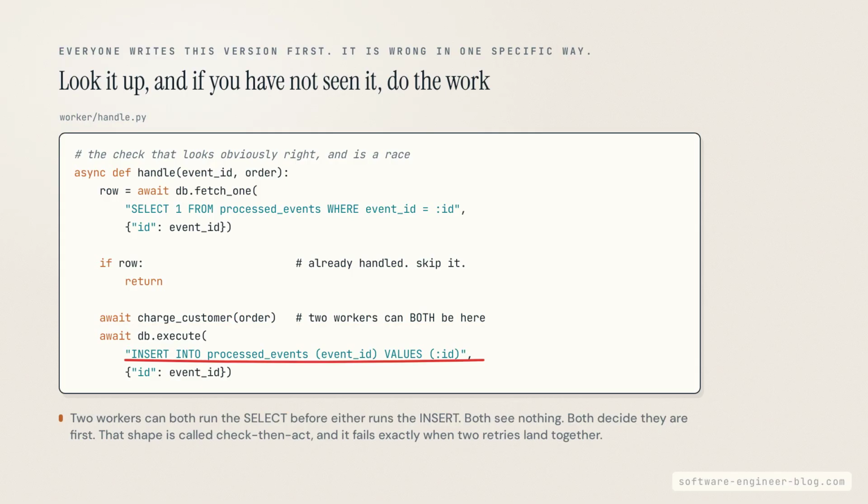This shape has a name. It is called check then act, and it fails exactly when 2 retries land together, which is precisely the situation you wrote it for.